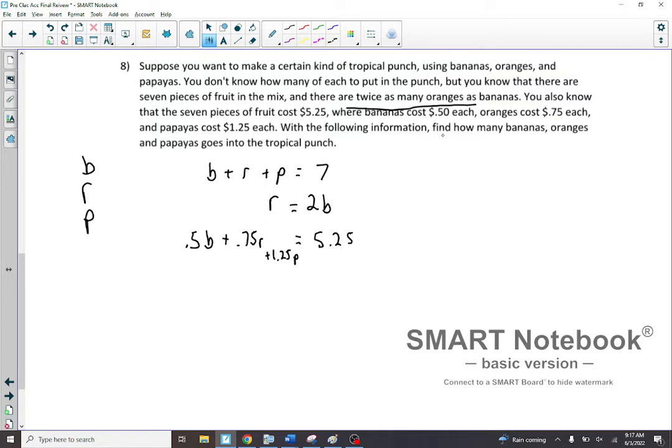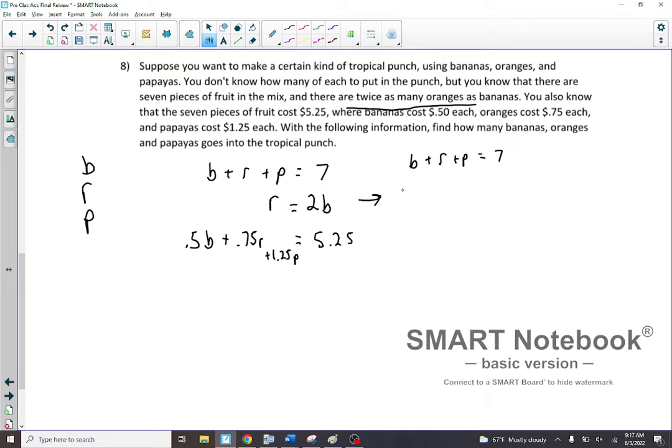With the information, how am I going to find banana, oranges, and papayas? Again, you can look at my old videos for the long way. If I want to do it matrix version, I have to make sure I put it all in the order. So I'm going to have to move the bananas to the left side. So the top will still be the same. Banana plus oranges plus papaya equals 7.